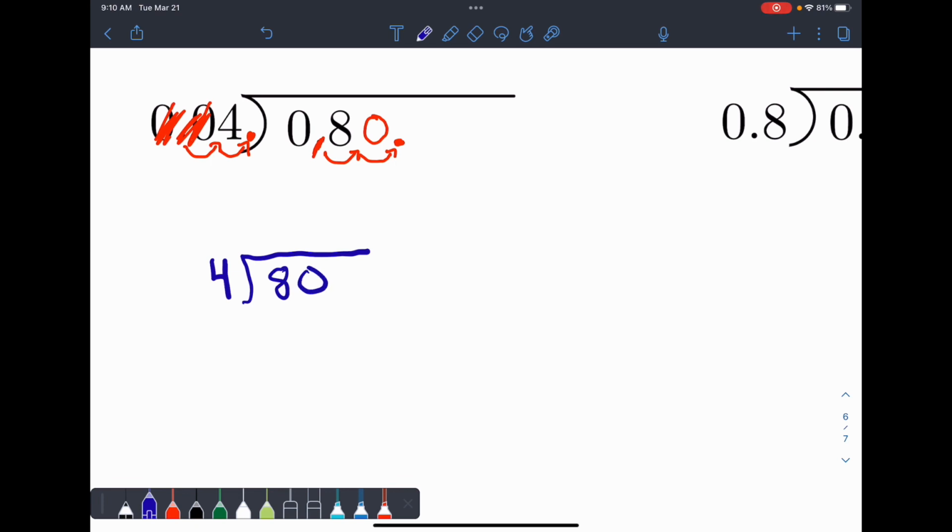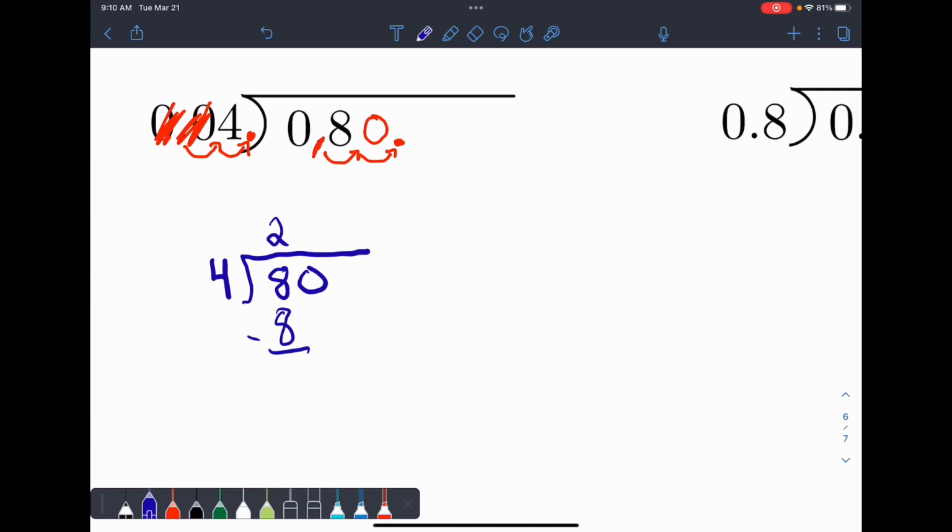Okay, so let's look at this. Notice something here, and that is that the divisor is smaller than the dividend. That means that we should get a number when we do the division greater than 1. And in fact, that's what we get. So let's do that. So how many times does 4 go into 8? 4 goes into 8 exactly 2 times. We multiply 4 times 2 to get 8.